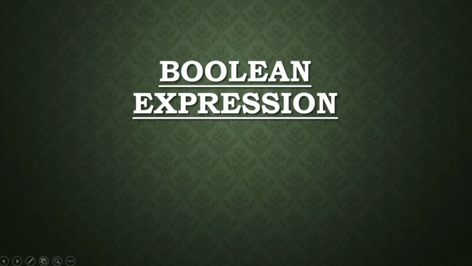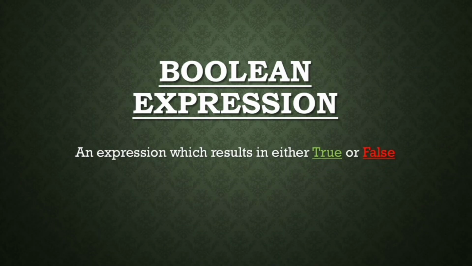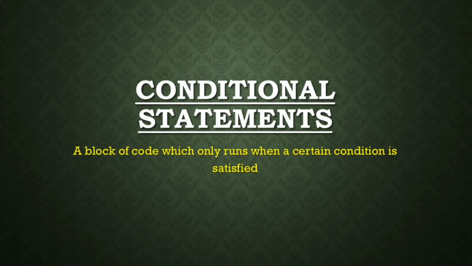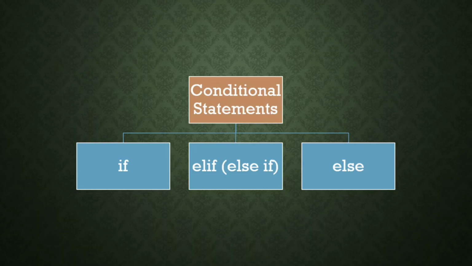Our next topic is Boolean expression. It is an expression which results in either true or false. The previous examples that I showed you were all Boolean expressions. The next thing is conditional statements. They're used to run a block of code only when a certain condition is satisfied. In Python, there are 3 conditional statements: if, elif, and else.